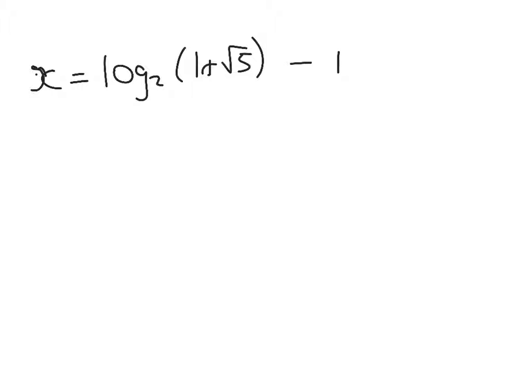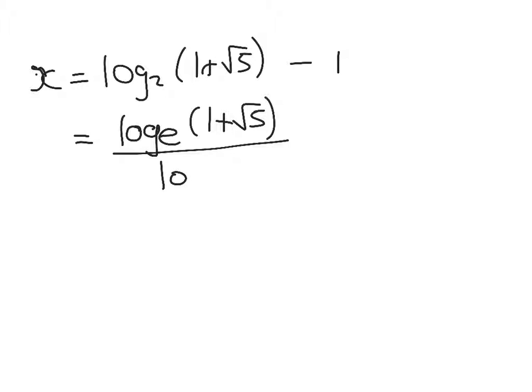So we've got x is equal to the log to base 2 of that. But we can't put that in the calculator because there's no base 2 button. So we're going to change it to the natural log, or we could do log to base 10. So this is how we do a change of base.